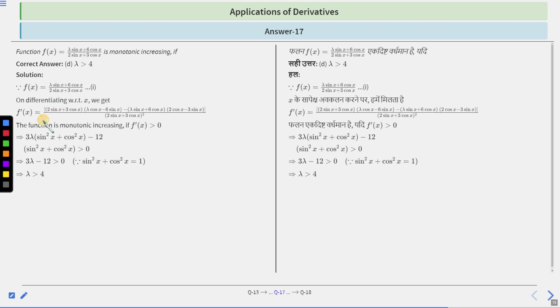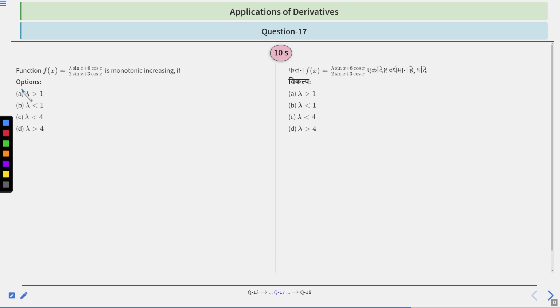That means, if you adjust this, you will get 3 lambda into (sin square x + cos square x) minus 12 into (sin square x + cos square x) should be greater than 0, right? Now, since we know that sin square x + cos square x is 1, therefore 3 lambda minus 12 should be greater than 0. Therefore, lambda should be greater than 4. Clear? Lambda should be greater than 4 for this function to be monotonic increasing. So I think option D is the right choice. Lambda greater than 4. Clear?